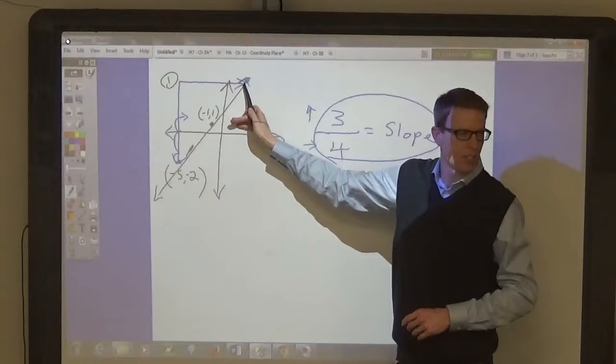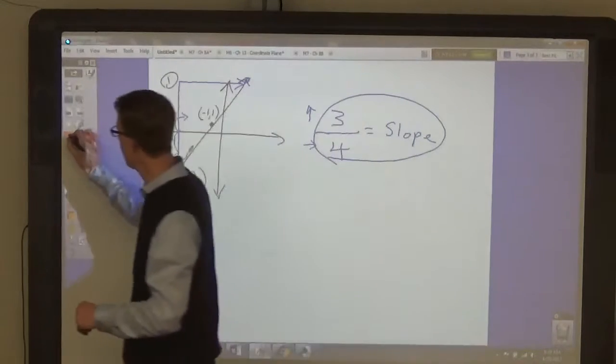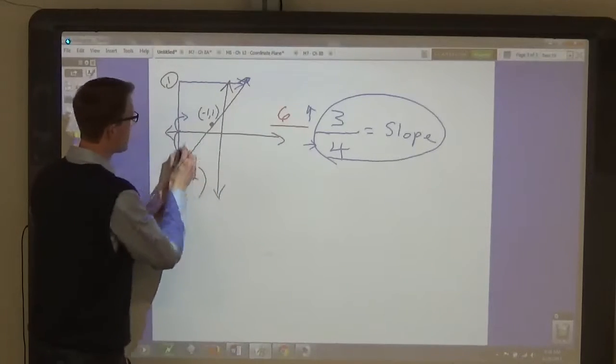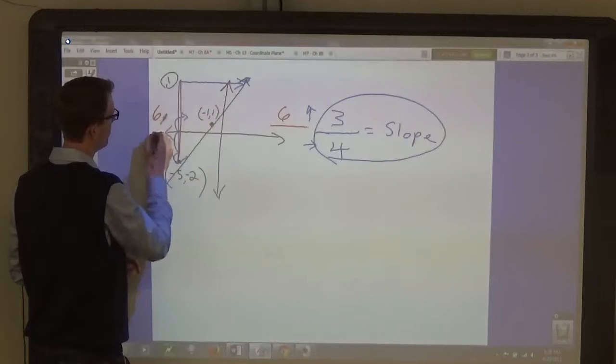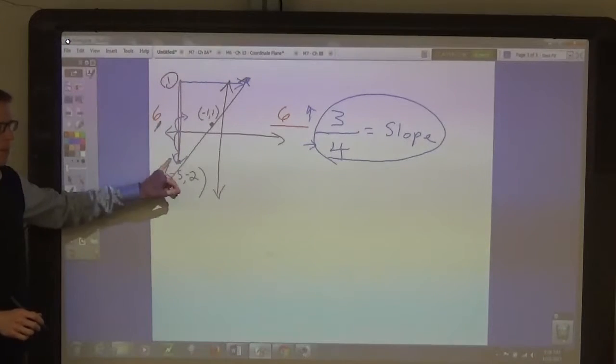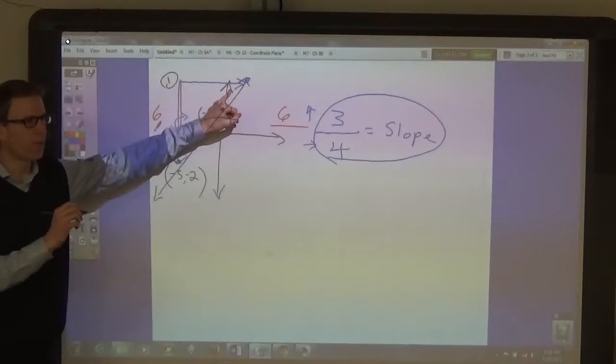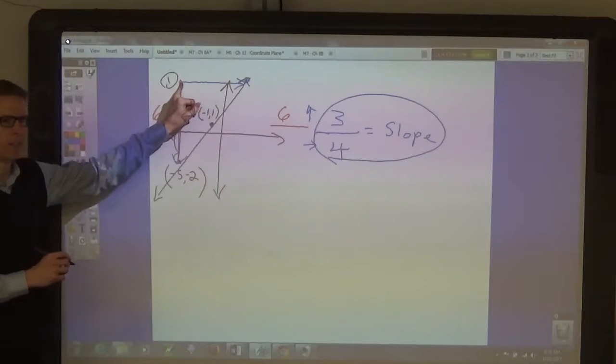Are you on the right page? Okay, number 1. 6 spaces, right? 6 spaces up. Then, how far over is it? Count over from that spot to the dot.